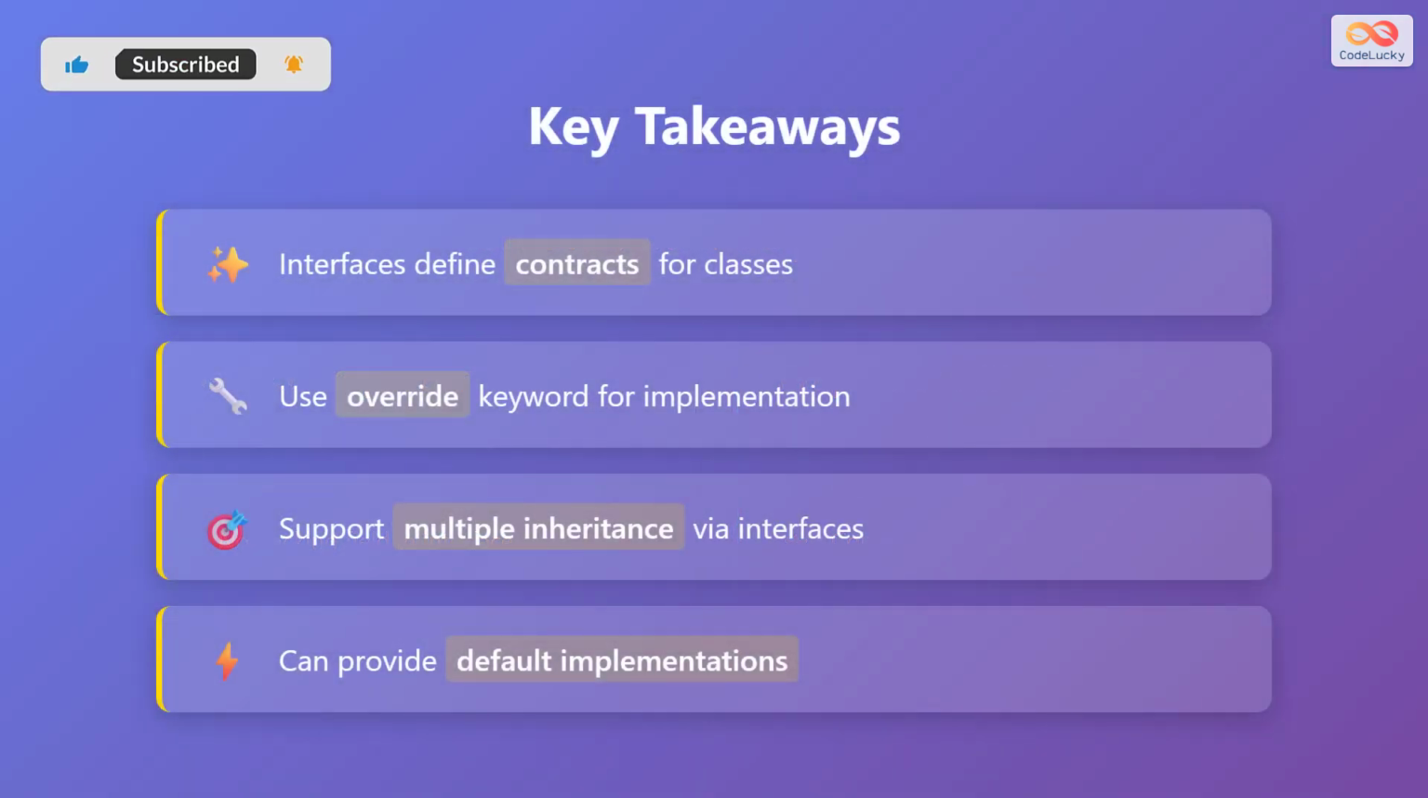Let's recap what we've learned. Interfaces define contracts for classes, specifying what methods and properties they must have. We use the override keyword when implementing interface members in our classes. Kotlin supports multiple inheritance through interfaces, allowing a class to implement several interfaces. Finally, interfaces can provide default implementations for methods, giving us shared functionality while maintaining flexibility. Understanding interfaces is crucial for writing clean, maintainable, and extensible Kotlin code.